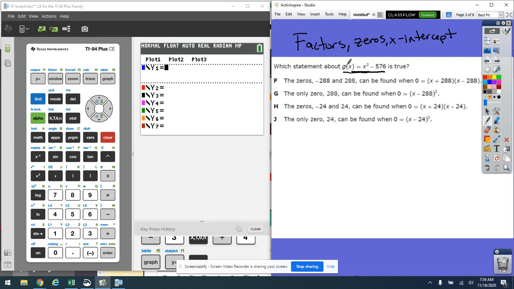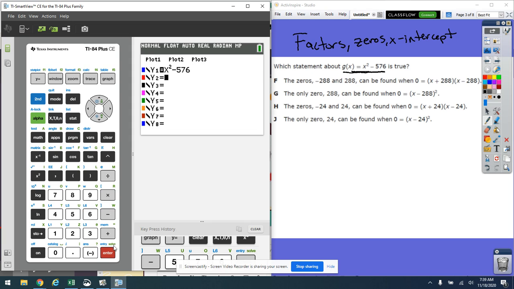So it's already g of x. G of x is another way of saying y, so it's already in this form. Basically this means the same thing as y equals. So I'm just going to start it off as x squared minus 576, and then I hit enter.